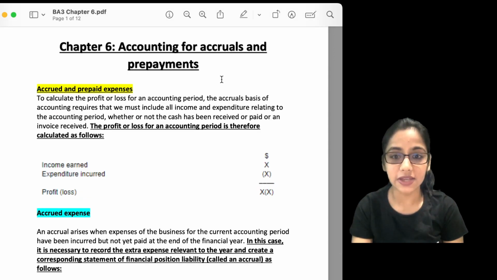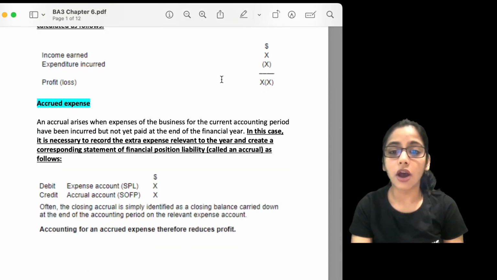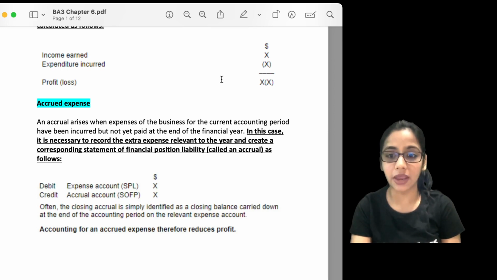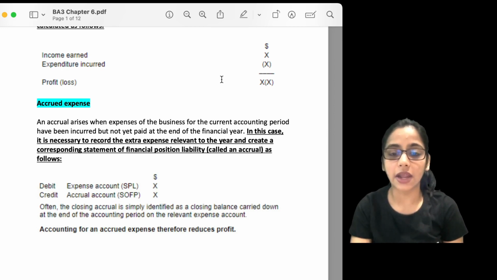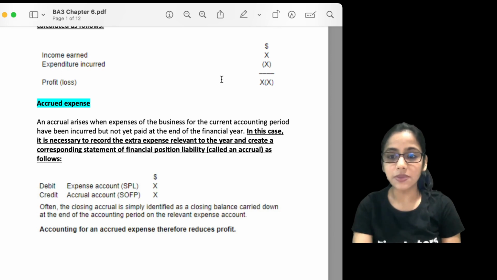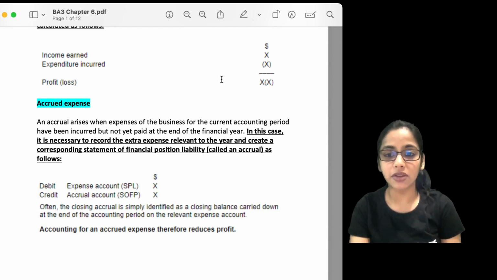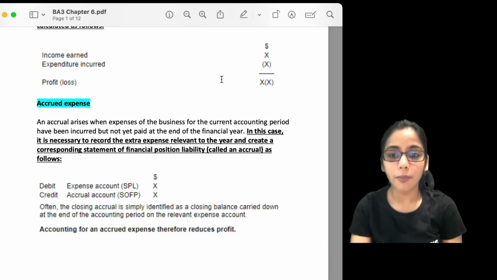So let us understand the concept of accrued expense. An accrued expense arises when the expenses of the business of the current accounting period have been incurred but not yet paid for at the end of the financial year. In simple terms, this says that you have incurred the expenditure, but in the future you need to make a payment, and as of now there is no payment made for the same.